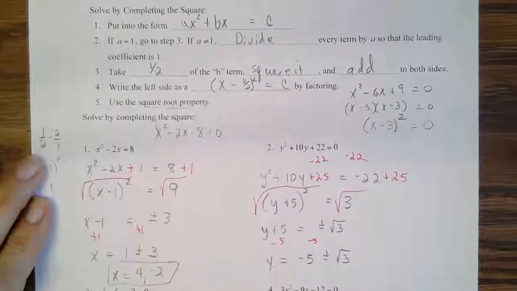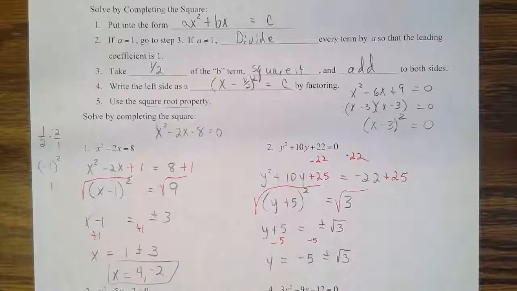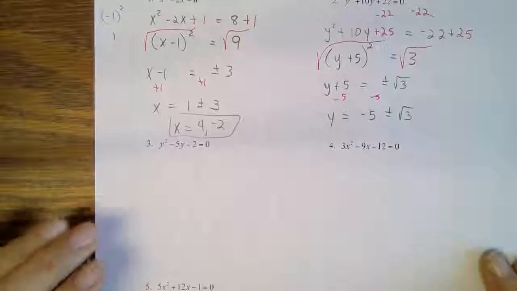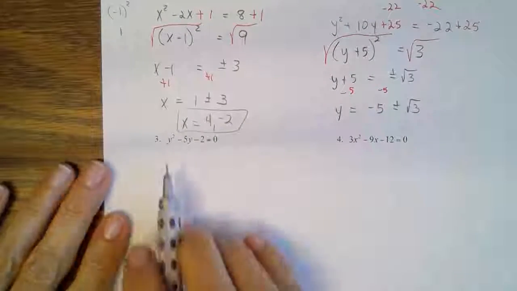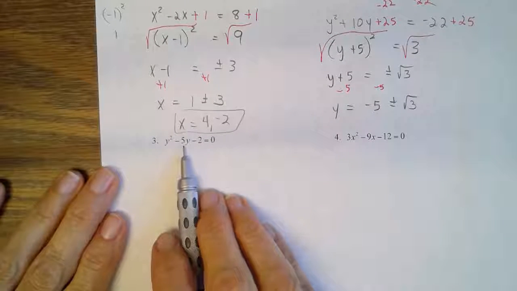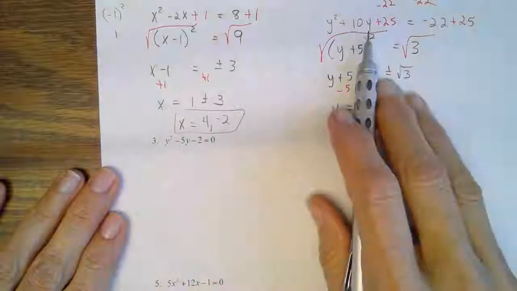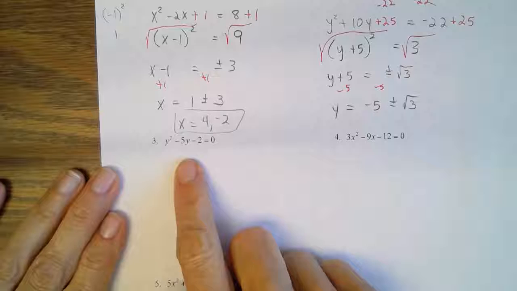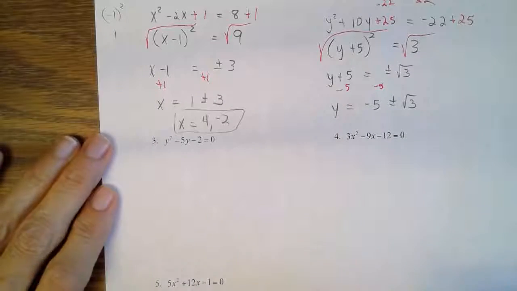Let's move on to a little bit more difficult problem, and that's going to be this guy down here, number 3. Why is he more difficult? There's a 1 in front of the squared term, so that should be good. Yes, it is. That's great. But look at my b. My b now all of a sudden is not an even number like it was in these other two problems. My b is now 5. Well, how do I take half of 5? Well, that's where fractions come into play.